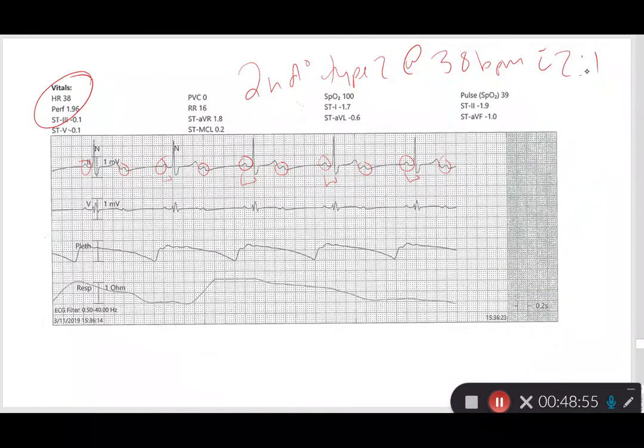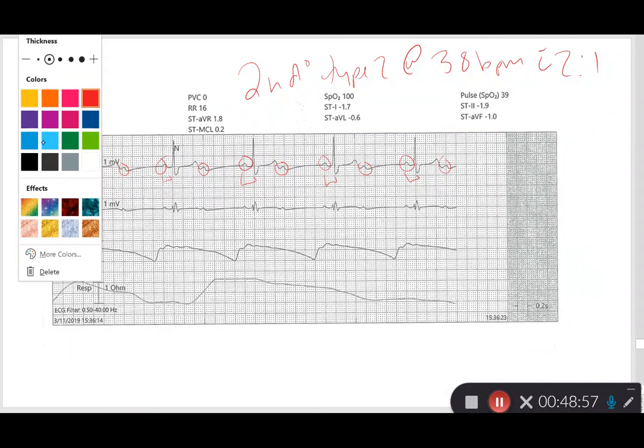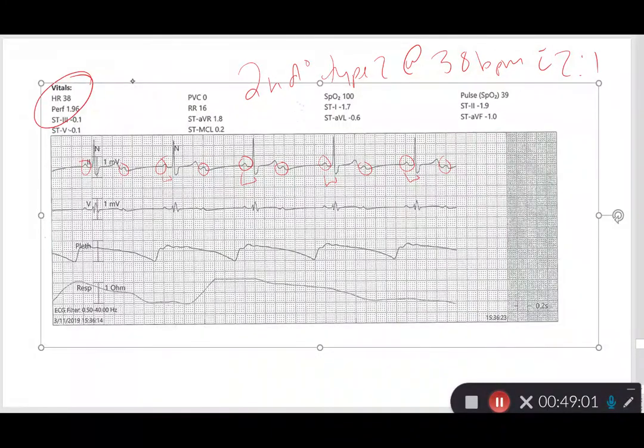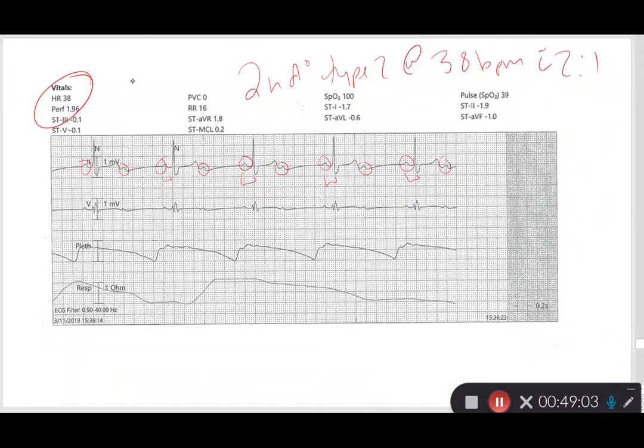Now, this is where people talk themselves into third degree. This is why I tell you, start with a first degree, end with a third degree, and start eliminating rhythms, because you can talk yourself into this being a third degree, and it's not. People will look at this RR interval, and people will look at this PP interval, and say, well, my PPs are regular and my RRs are regular, so my atria are beating at one intrinsic rate and my ventricles are beating at another intrinsic rate.